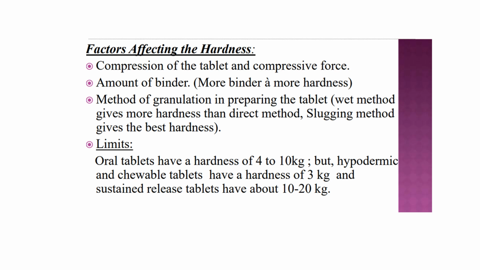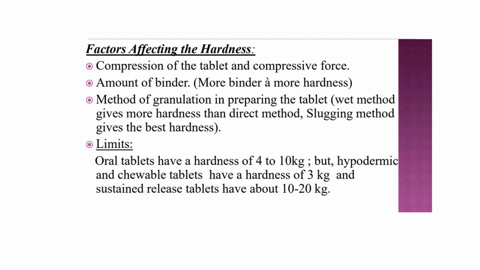Coming to the factors that can affect the hardness. First of all, at the time of compression of the tablet, the force, the pressure that we are adjusting in the tablet punching machine, then the amount of binders. At the time of wet granulation, if you are adding more binders, it will create a more hardened tablet. And also the selection of the methods. Wet granulation method will provide more hardness, whereas the slugging method gives the best hardness.